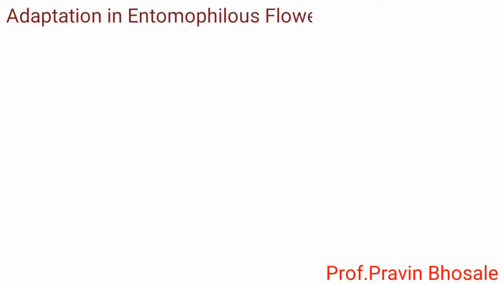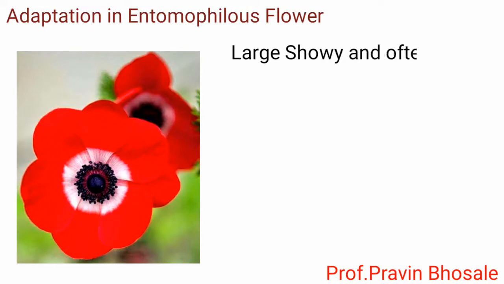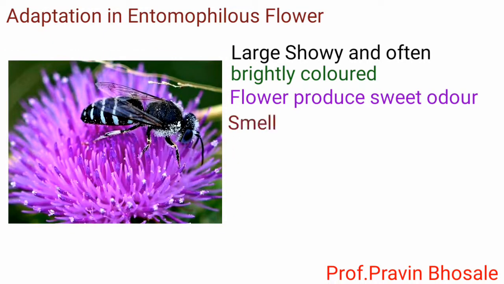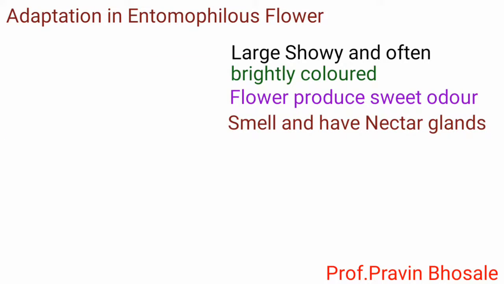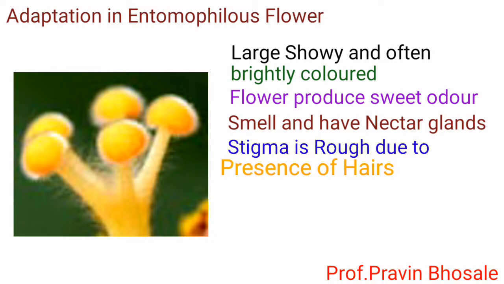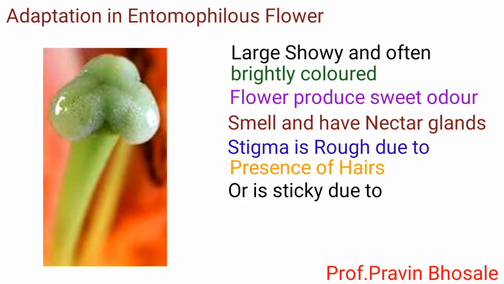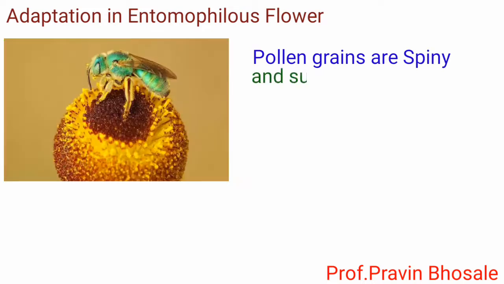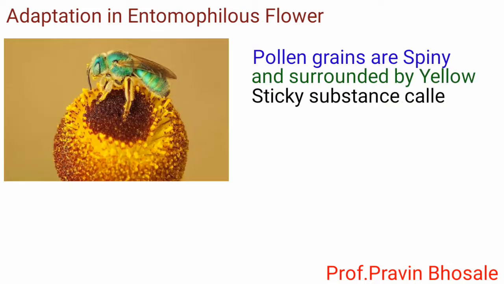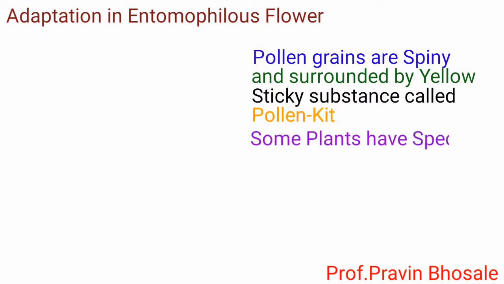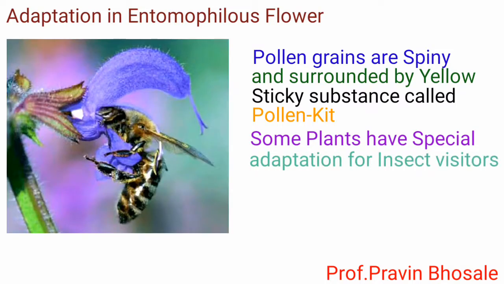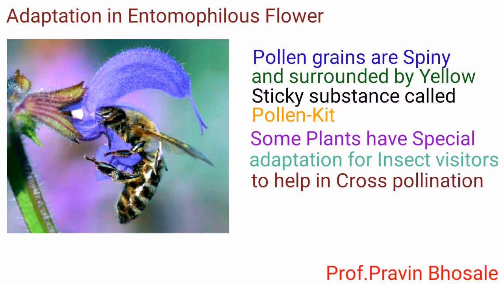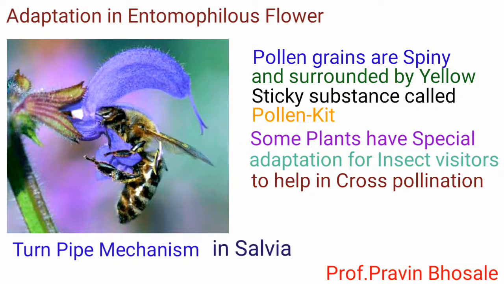Adaptation in Entomophilous flower. They are large, showy and often brightly colored. The flowers produce sweet odor, smell and have nectar glands. The stigma is rough due to presence of hair or is sticky due to mucilaginous secretion. The pollen grains are spiny and surrounded by a yellow sticky substance called pollen kit. Some plants have special adaptations for the insect visitors to help in cross-pollination. Example, lever mechanism or turnpike mechanism in salvia.